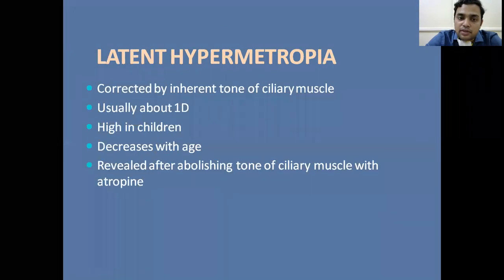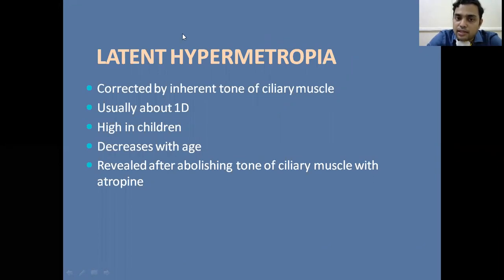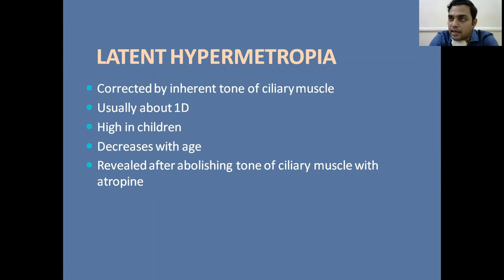It is divided into two components, that is, latent hypermetropia and manifest hypermetropia. Latent hypermetropia, as the name suggests, is not disclosed unless we paralyze the ciliary muscle with cycloplegics. Because of the inherent tone of the ciliary muscle, this latent hypermetropia is corrected by the patient. So this is not disclosed. It is disclosed only after paralyzing the ciliary muscle. Usually it is about 1 diopter. It is high in children and decreases with age. So this latent hypermetropia is revealed only after abolishing the tone of the ciliary muscle with a cycloplegic drug like atropine.